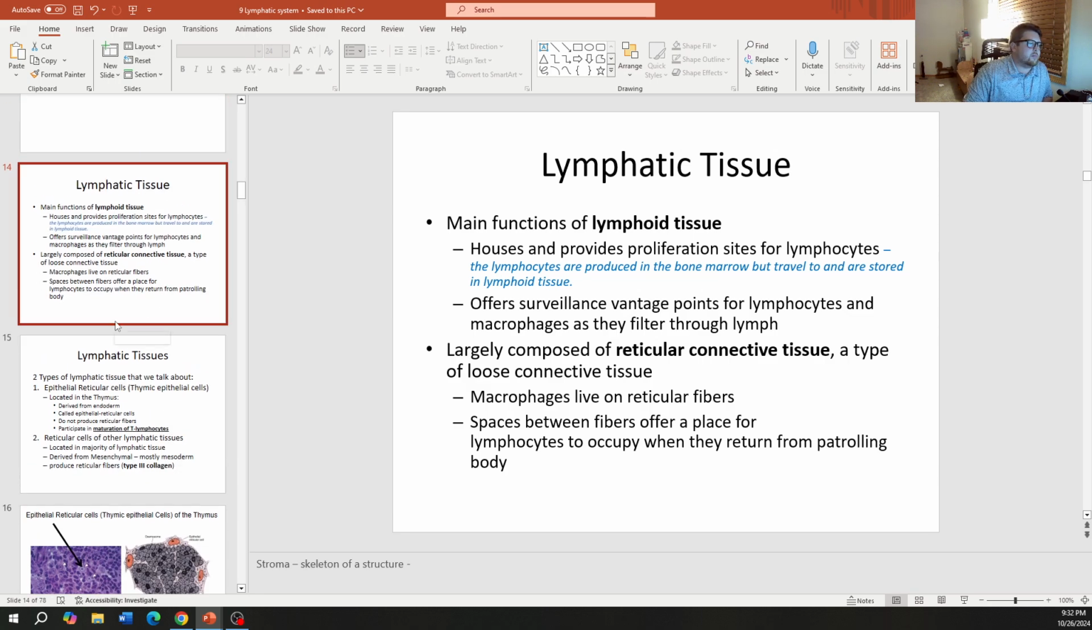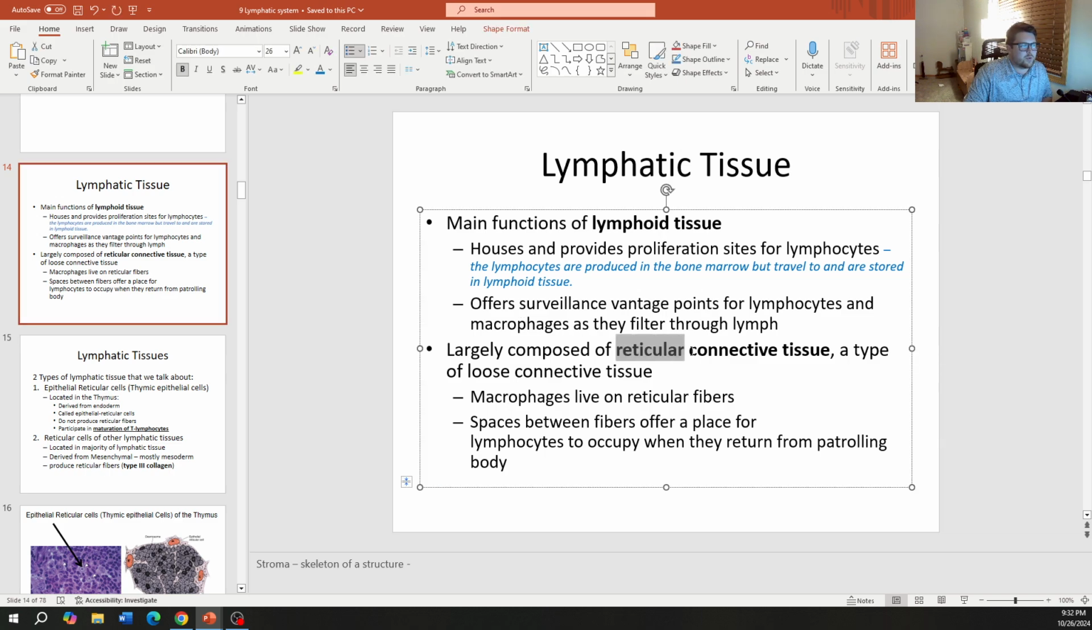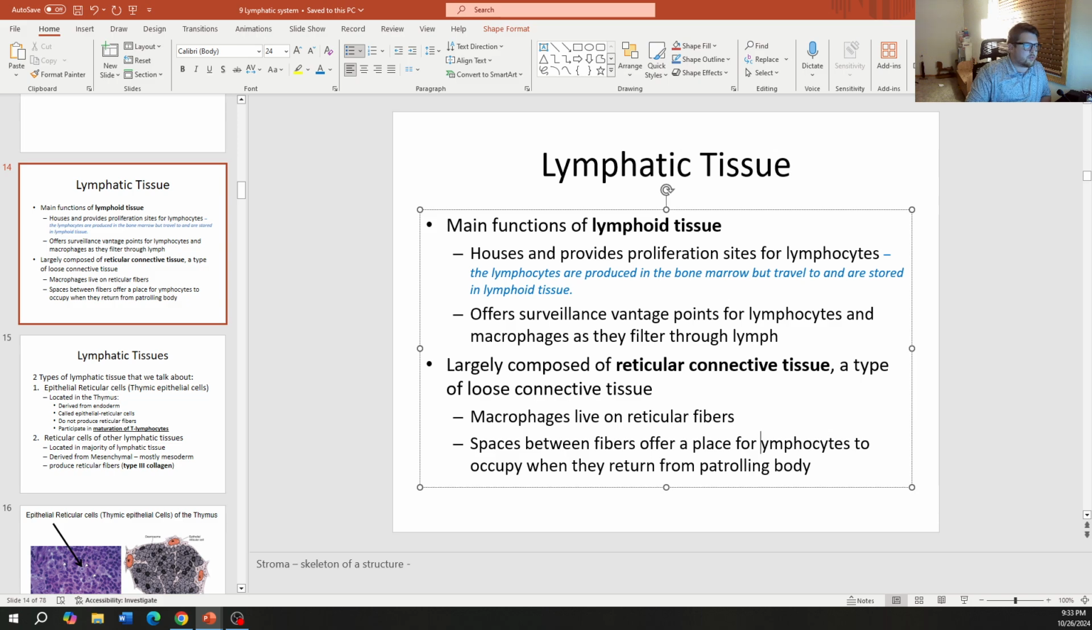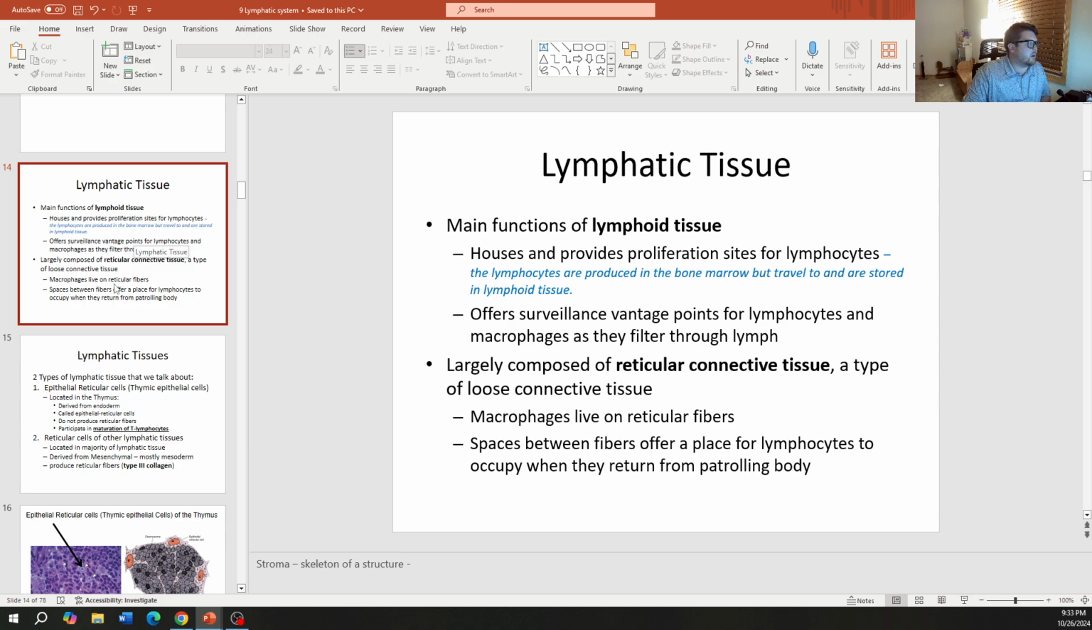A lot of our lymphatic tissue is composed of reticular connective tissue, which is a type of loose connective tissue. It has lots of macrophages, and some of the spaces between the fibers offer a place for the lymphocytes to occupy when they return from patrolling the body. We'll talk a little bit more about that.